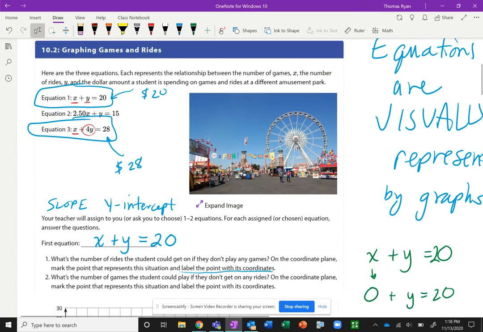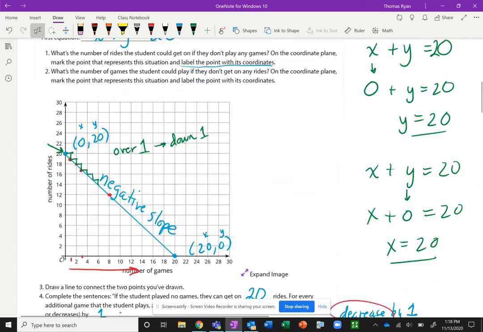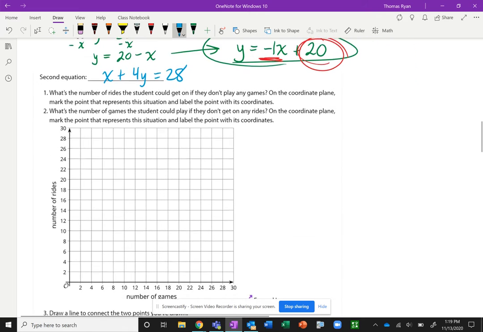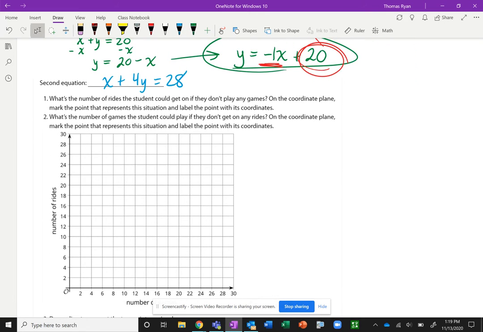So let's look at our second equation. We're actually going to go to equation 3. So x plus 4y equals 28. Here, let me do blue. x plus 4y equals 28. And we're going to go through the same process. Okay, so we can probably pick it up a little bit here.